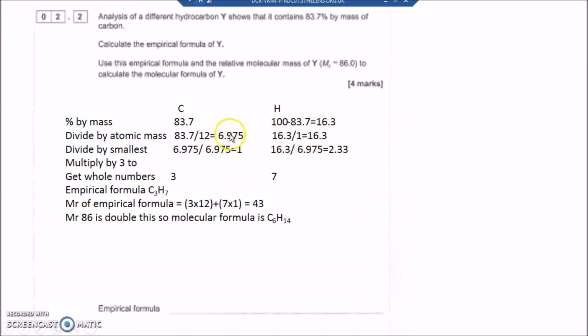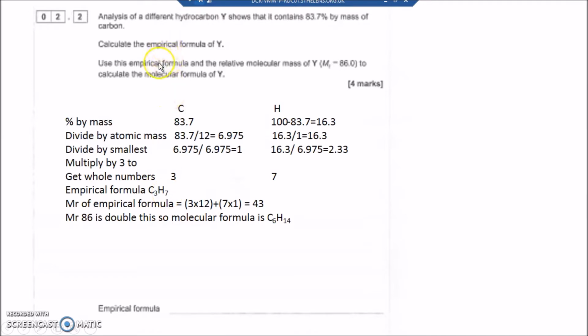So you divide both of them by the smallest number, 6.975, so that equals 1. 16.3 divided by 6.975 equals 2.33. So the ratio is 1 to 2.33. Then you're going to have to spot the number that you need to multiply by to get this fraction into a whole number. 2.33, if you multiply by 3, that equals 7. And this one equals 3. So multiply both of them by 3 and it ends up as a ratio of 3 to 7. So its simplest formula, its empirical formula, is C3H7.